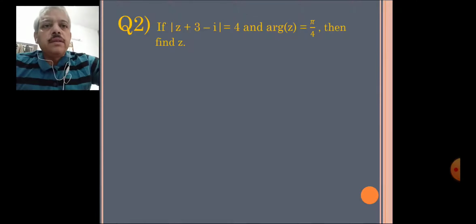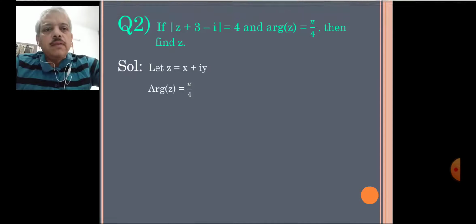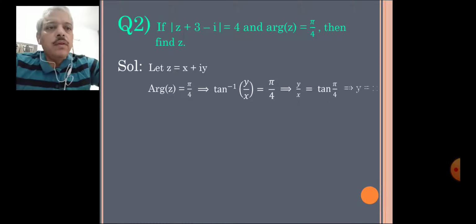Now the second question: if the modulus of z plus 3 minus i is equal to 4 and the argument of z is equal to pi by 4, then find the value of z. We are given that the argument of z is pi by 4. This means z lies in the first quadrant, so x and y must be positive. Now the argument of z is tan inverse of y upon x, equal to pi by 4. This implies y upon x is equal to tan pi by 4, which is 1, so y is equal to x.